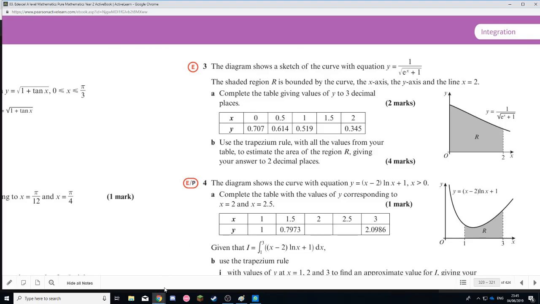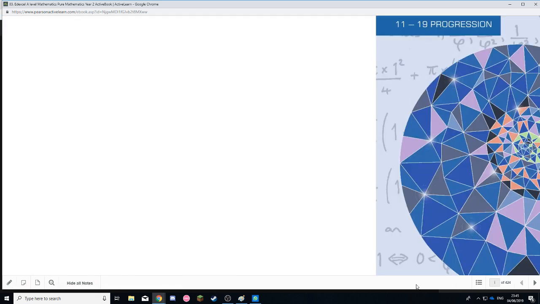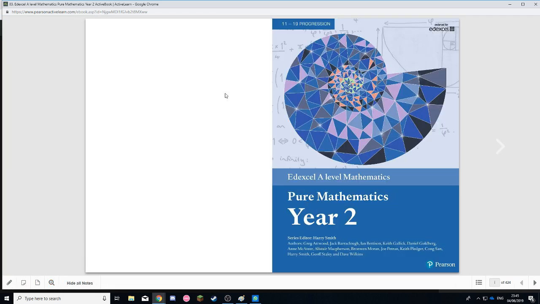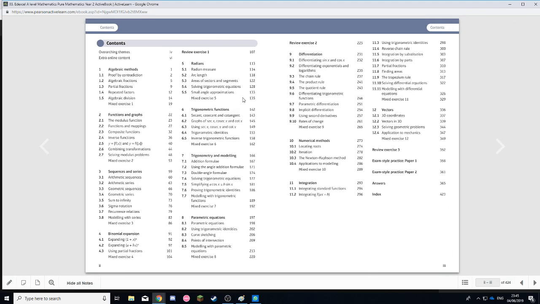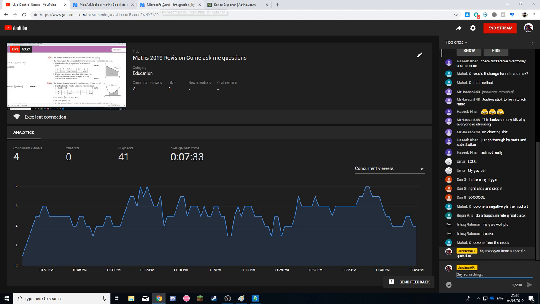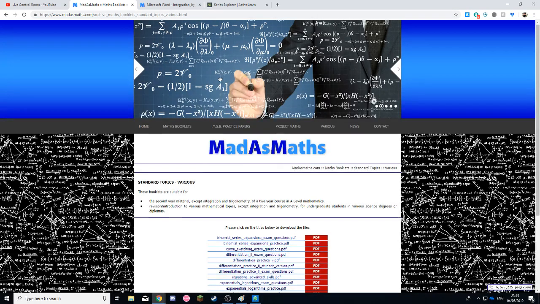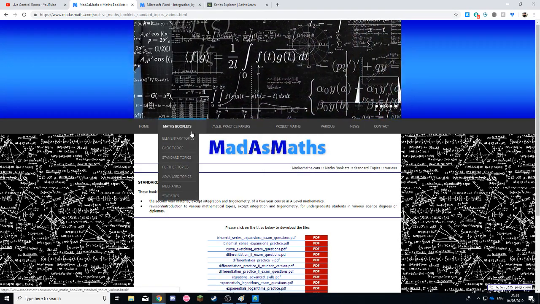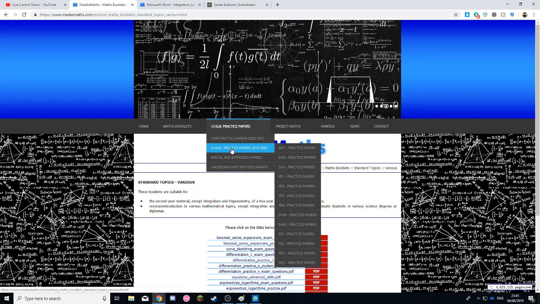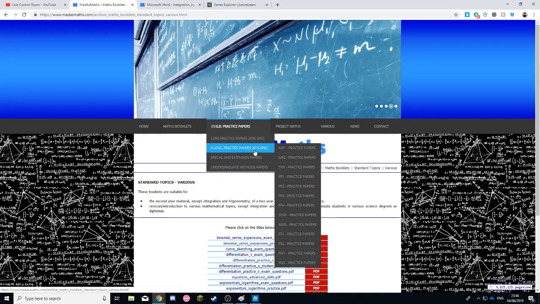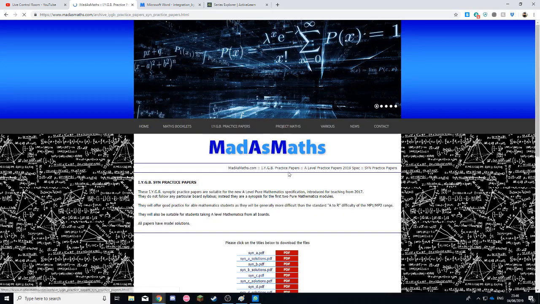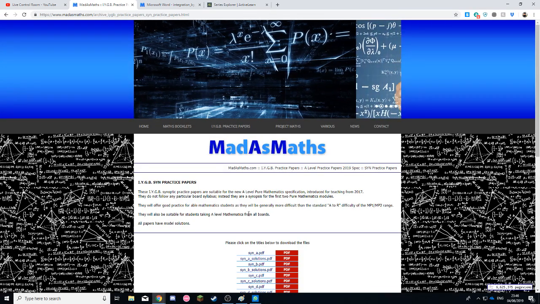Until then, I might just go through the hardest thing yet. What time is it? Okay, almost 12. Let's see. Hardest question from Madas Maths would probably be better than this rubbish. Maths A level practice. Ooh, 2019 spec. Synoptic. Sure.